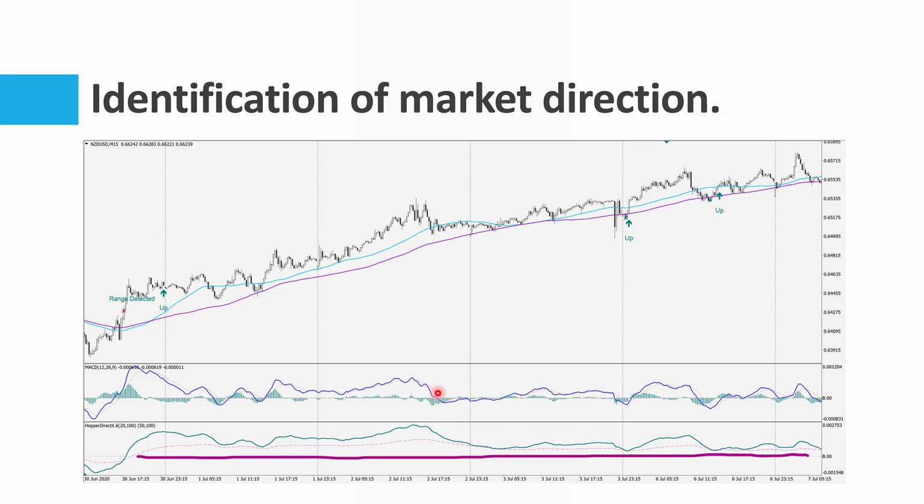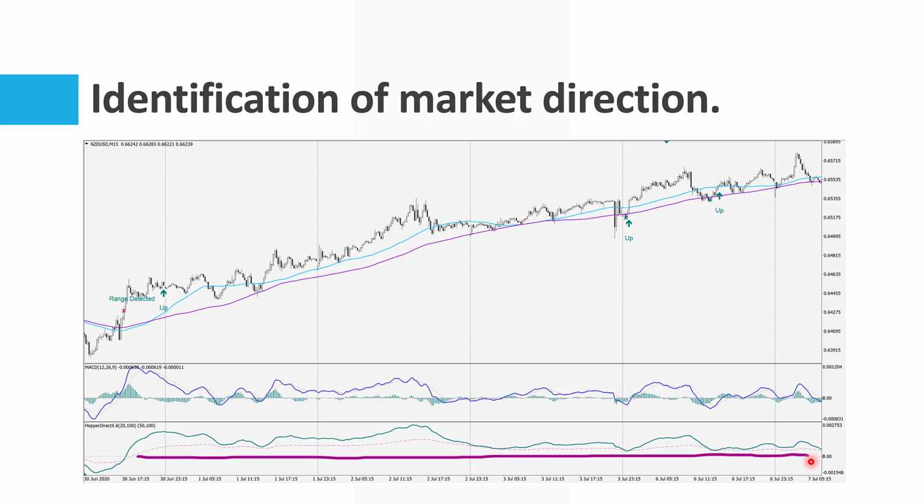Whereas your standard MACD maybe was in and out multiple times, and you can use these indicators together, which we'll be talking about when we get into strategies. But the whole point here is just identifying market direction, because the HopperDirectX indicator is made up of two MACDs. It is basically just a supercharged MACD, and so anything above zero, we are in the up direction.